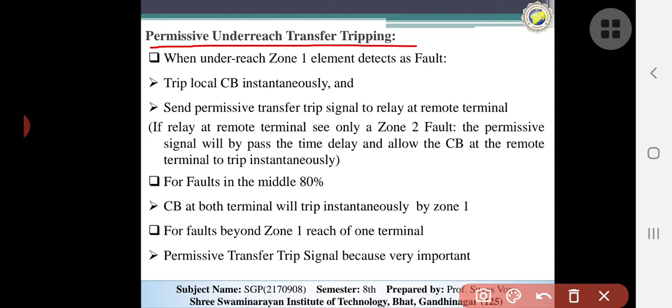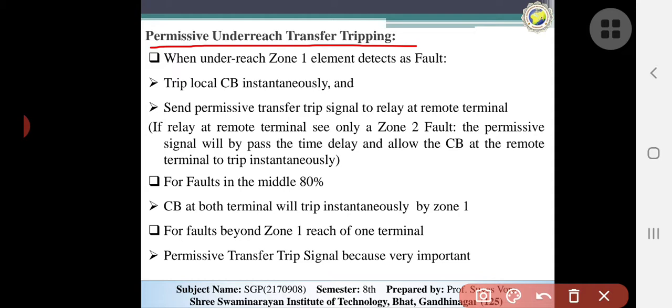सो परमिसिव अंडररीच ट्रांसफर ट्रिपिंग स्कीम में क्या होता है कि जब इनकमिंग सिग्नल यूटिलाइज होता है टू ट्रिप द सर्किट ब्रेकर, यानी कि सर्किट ब्रेकर को ट्रिप करने के लिए जो सिग्नल आता है वो दूसरे एंड से आता है, and then after the local distance relay will be operated. सो इसमें ऐसा होता है कि जब फॉल्ट होता है तब जो लोकल सर्किट ब्रेकर होता है वो पहले ओपन हो जाता है, and then after that it opens the others.